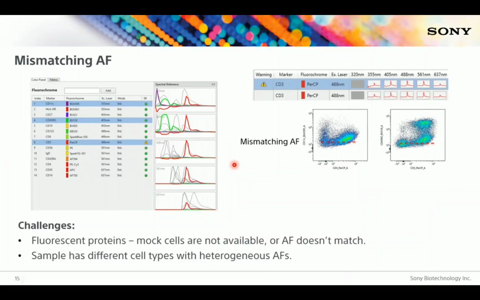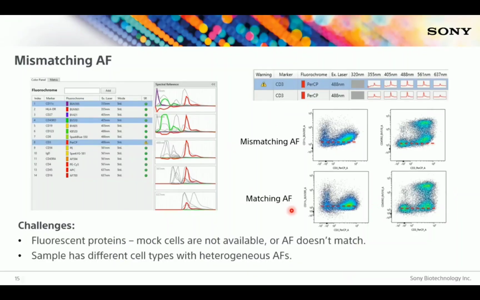Now, if you have a PerCP that was properly stored in the library using the matching autofluorescence, and we use it as a reference control to calculate the unmixing, then the issue is resolved. So what are the challenges in matching autofluorescence? Two main situations come to my mind.